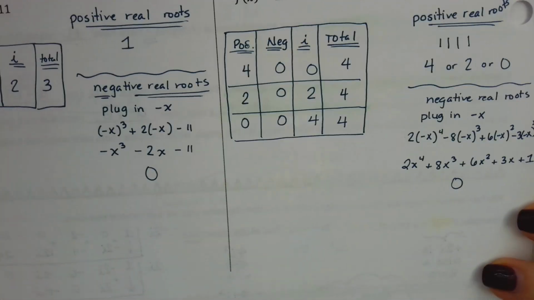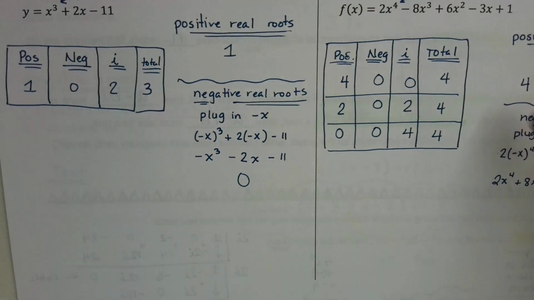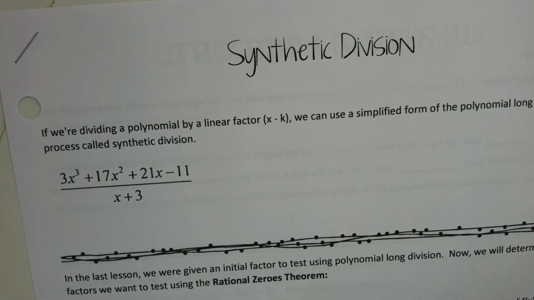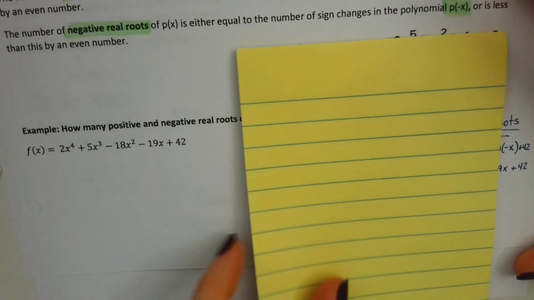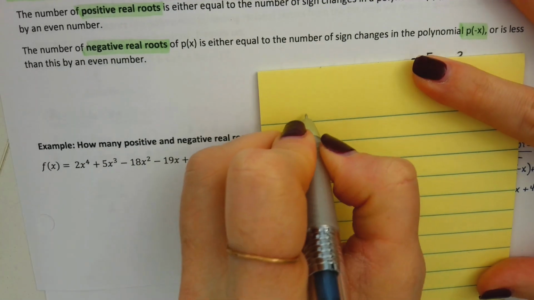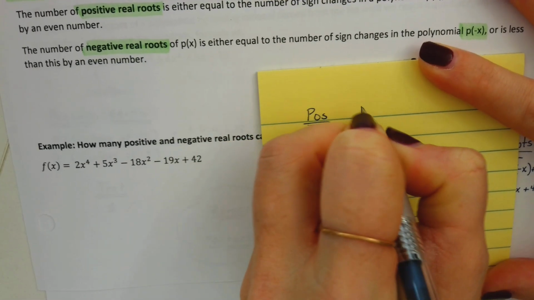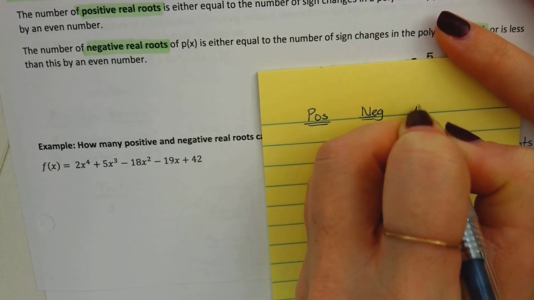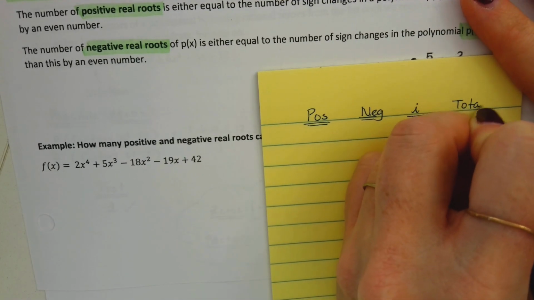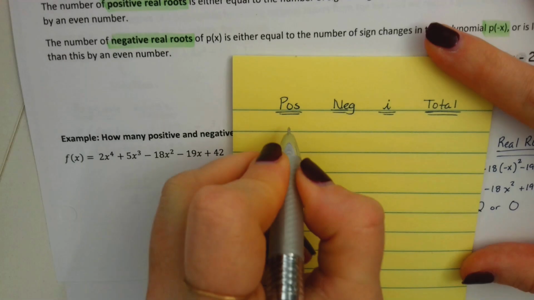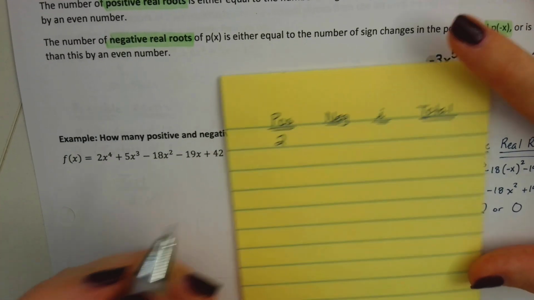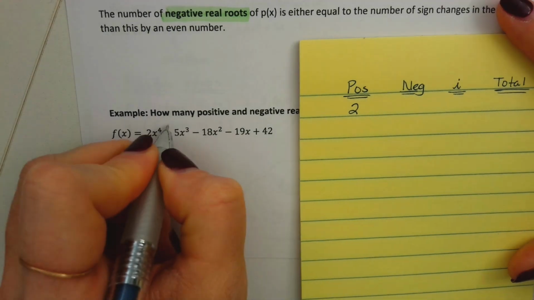Before we do the last one, I'm going to go back and have us look at the one question that we did right before this, where we just wrote the positives and negatives. Go back to the previous slide. Okay. On this one, we got 2 or 0, 2 or 0. I want us to think about what the table would look like on this one for positives, negatives, imaginary, and total. Now, if I have 2 positive, question first, how many should I have total? 4 total.